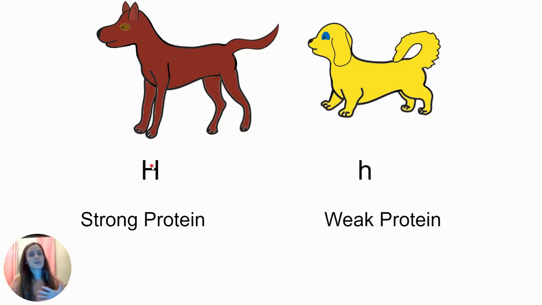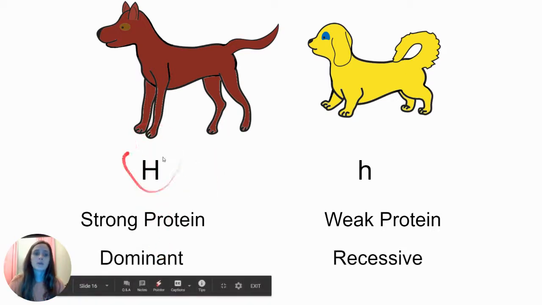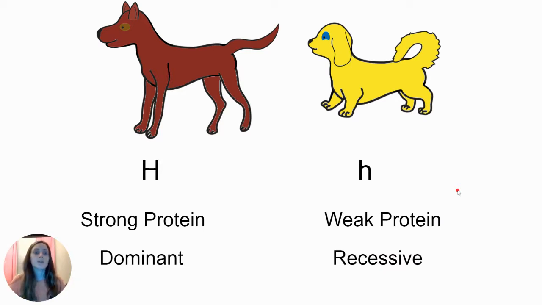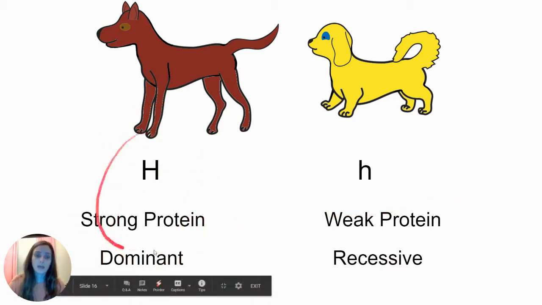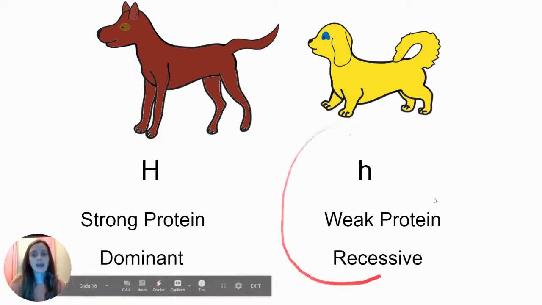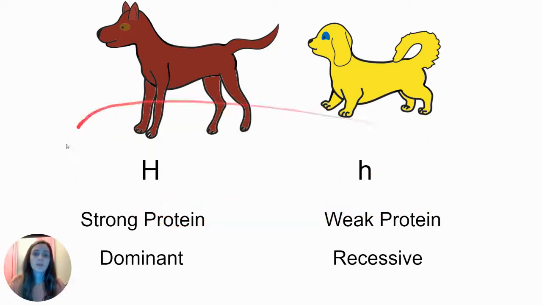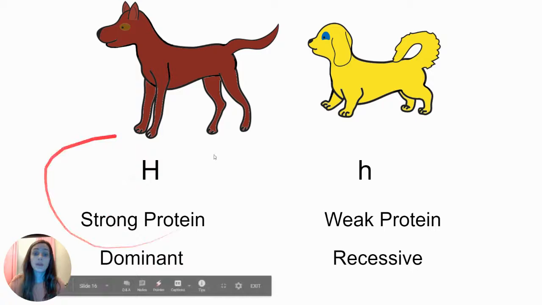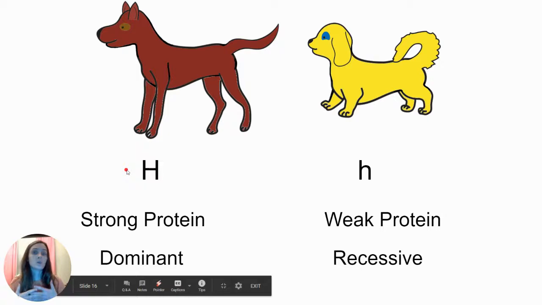In science terms, we call the one that's the strong protein dominant, and the one that's the weak protein recessive. Dominant means only 1 of that type of protein is needed to show that trait. Recessive means you would need both of your genes, both of your strands of DNA, to have that in order to show that trait. So what phenotype are the puppies going to have if they have a big H and a little h genotype? Well, they only need 1 of these to be tall. So they only have 1. And since that's dominant, the phenotype means that the puppies will all be tall.